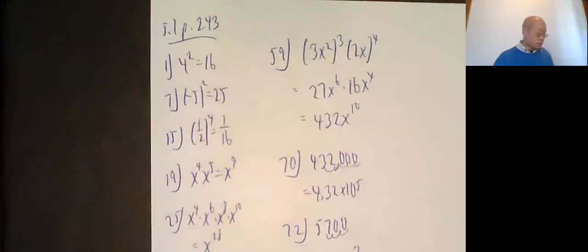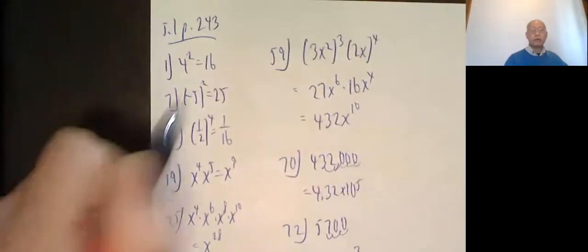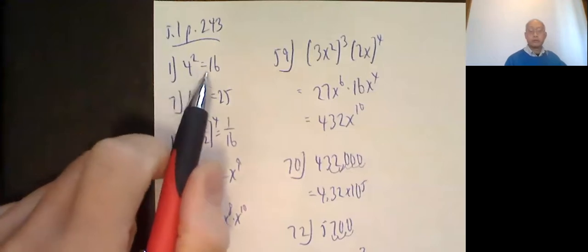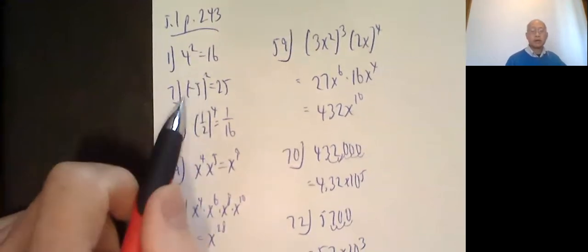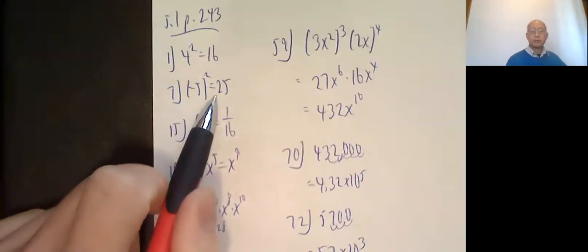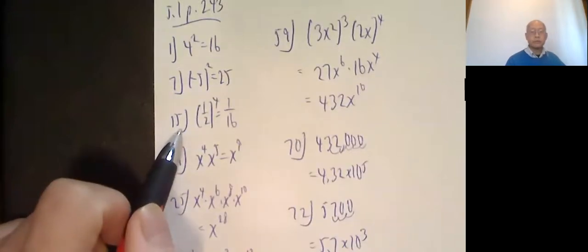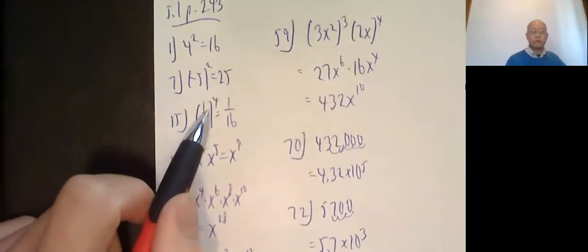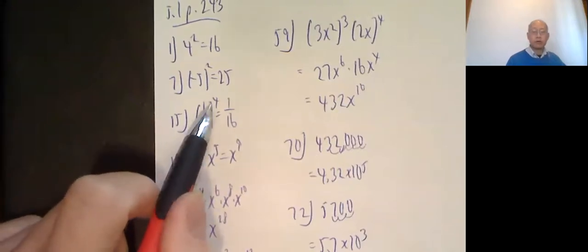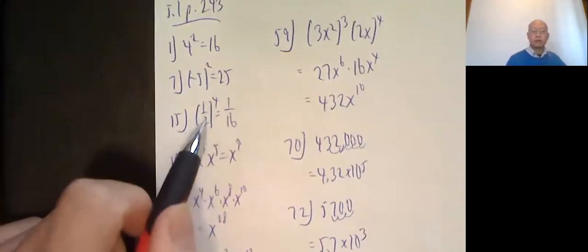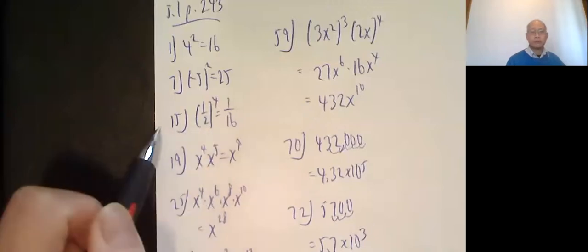All right, 5.1, question number 1, 4 squared. It's just 4 times 4, which is 16. Number 7, negative 5 squared, negative 5 times negative 5 is 25. 15, 1/2 to the 4th power. You can raise 1 to the 4th power. 1 times 1 times 1 times 1 is 1. 2 to the 4th power, 2 times 2 times 2 times 2 is 16.